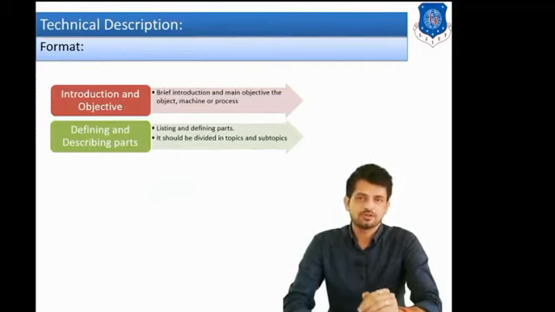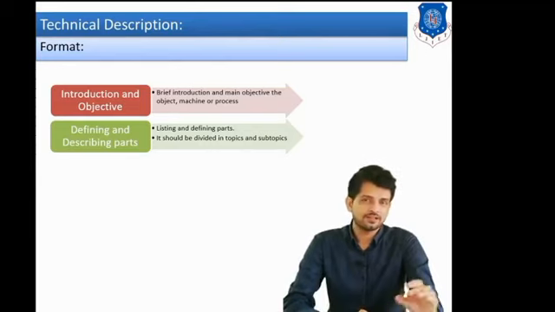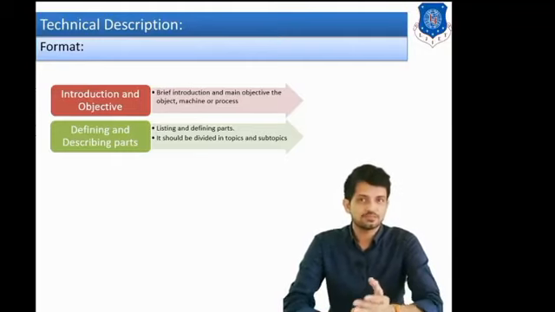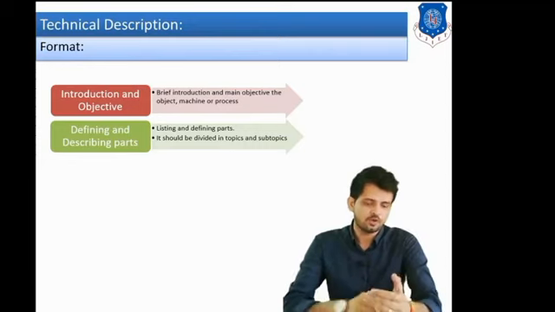Second thing is defining and describing the parts. First of all, you have to divide the whole process or whole description into subtopics. You have to also list and define the different parts, and you have to also explain the working of each and every part. So it is very much important to divide the whole contents into topics and subtopics.